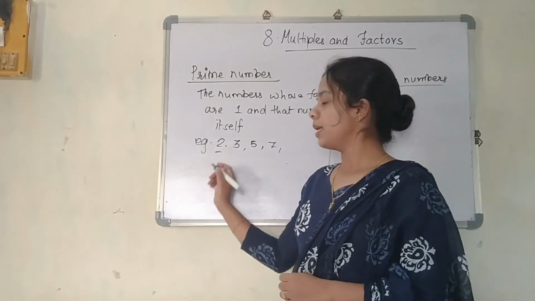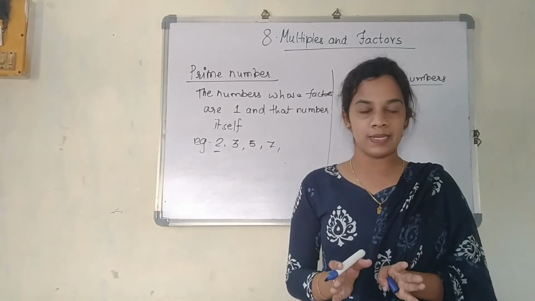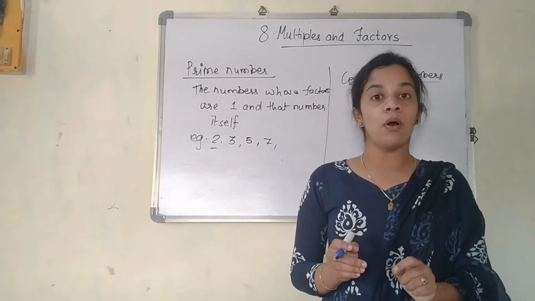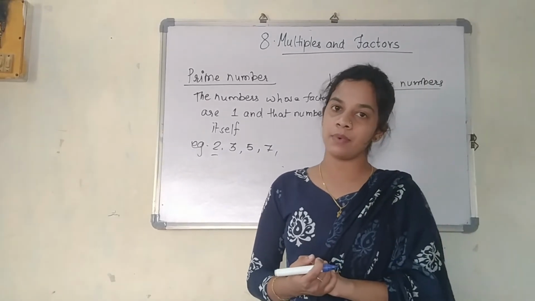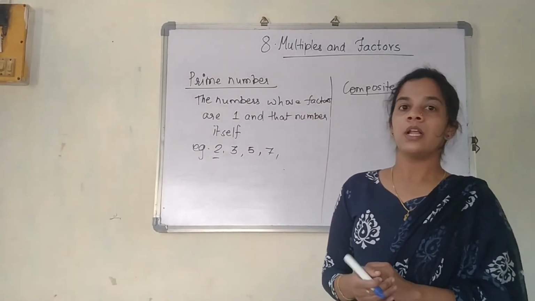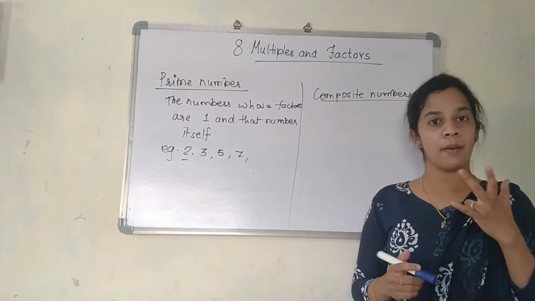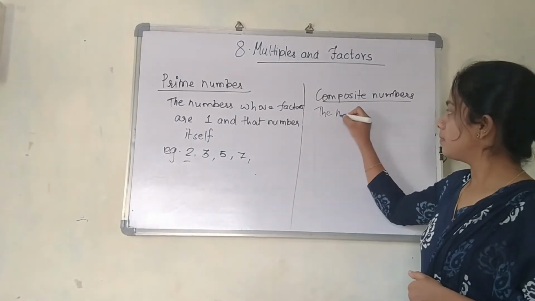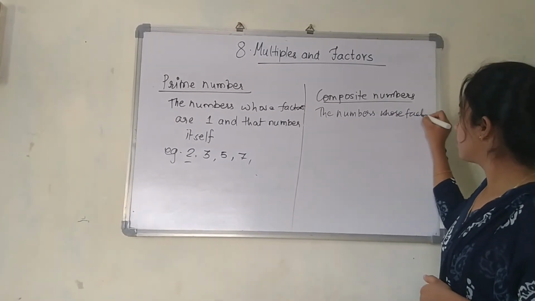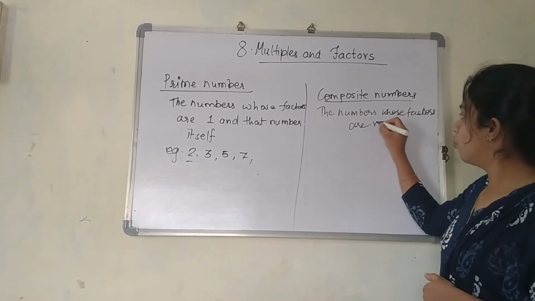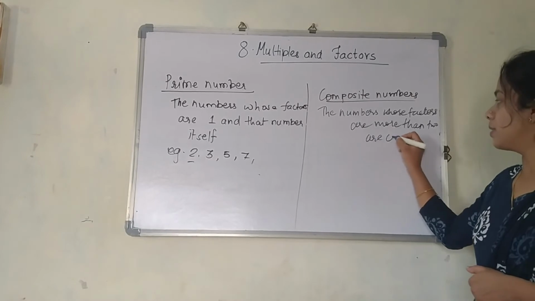Now, 2 is the only even prime number. From all the prime numbers, 2 is the smallest and also the even prime number. If anyone asks you which is the smallest prime number, the answer will be 2. Now we will see the composite numbers. Composite numbers are those numbers whose factors are many, not only 2. The numbers whose factors are more than 2 are composite numbers.